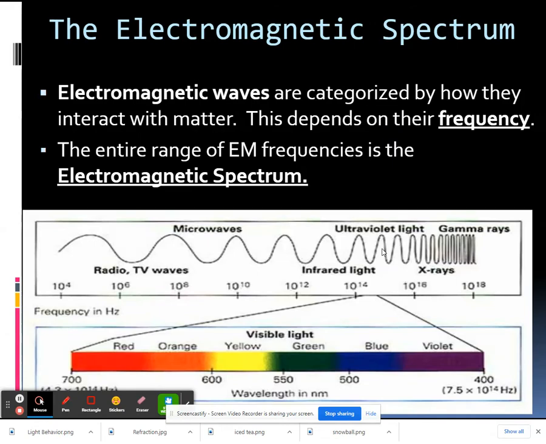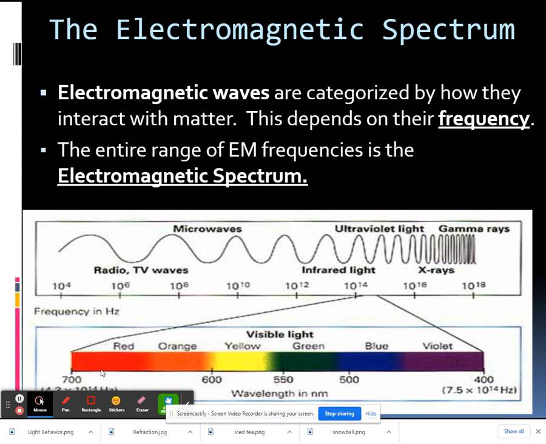So here is the entire electromagnetic spectrum. Basically, that says is just the entire range of electromagnetic frequencies. As you can see over here, very low frequency on this end, moving this way, higher and higher and higher frequency. So the lowest frequency wave is radio wave. The highest frequency wave is gamma rays. And then there's a lot of things in between.